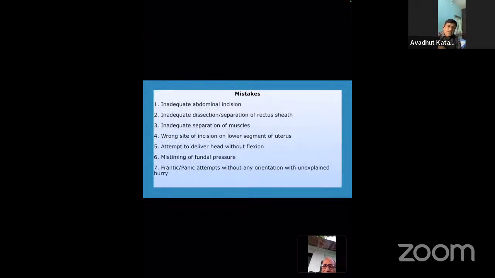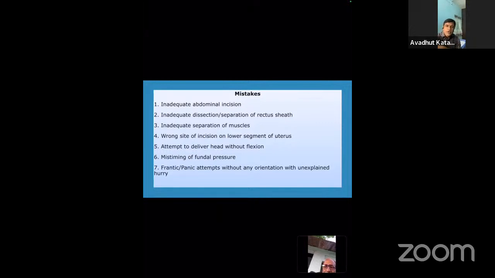Let me share one experience. I experienced a lot of such mishaps. I have been working with so many obstetricians, maybe more than 25-26 obstetricians. Inadequate abdominal incision is a key for many complications. Inadequate dissection or separation of rectus sheath. Sometimes the rectus sheath is very much fibrosed. We are unable to separate it from the muscles in the previous cesarean section or previous surgery.